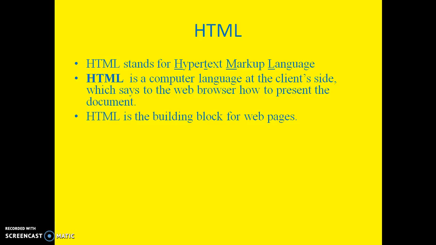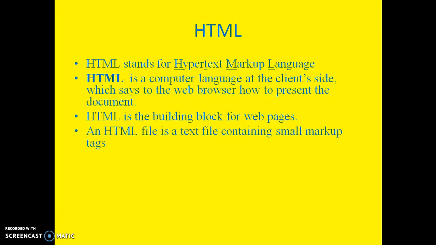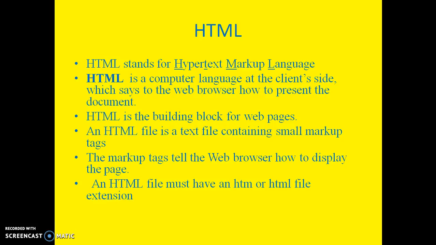HTML is the building block for web pages. Through this we are going to create different kinds of web pages. An HTML file is a text file that contains small markup tags. There are a number of markup tags, and all the tags that we put in a single text file will create your HTML code. HTML markup tags tell a web browser how to display these pages. An HTML file must be saved with the .html or .htm extension.